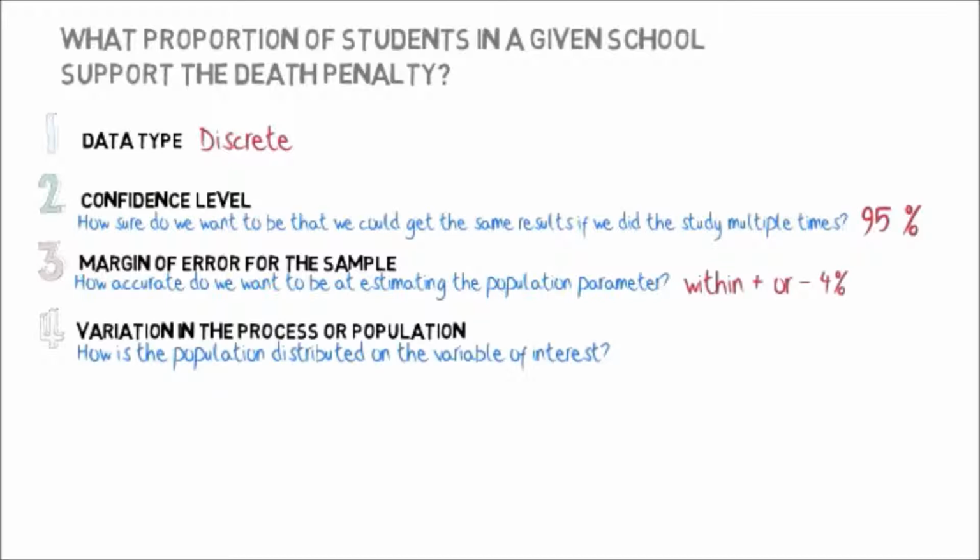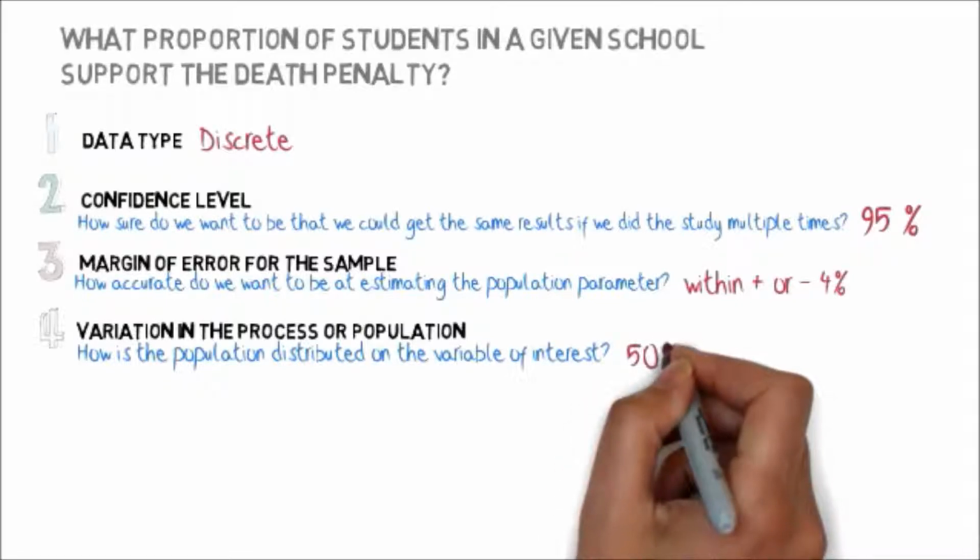In regards to point 4, variation in the process or population, it's about how the population is distributed in the variable of interest. If, for example, we know from historical data that 20% of the students support the death penalty, then the variation in the process will be 20%. But if we do not have this information, then we will assume 50%.